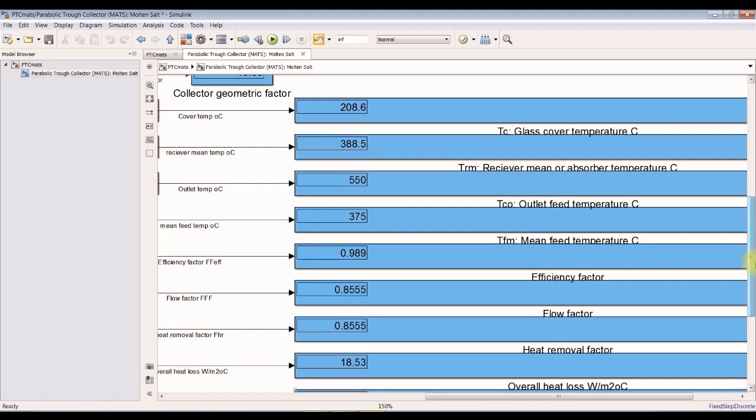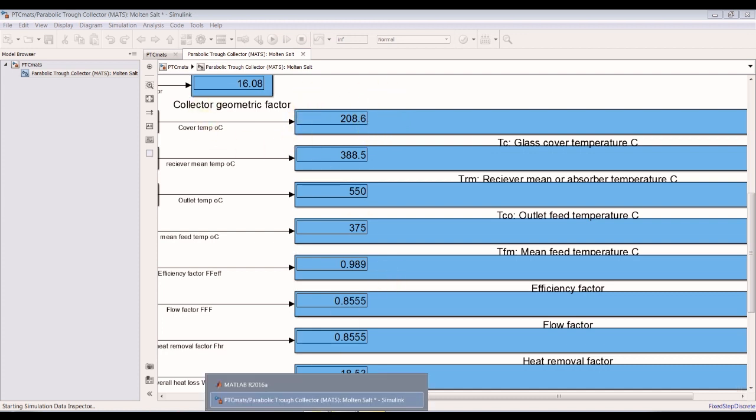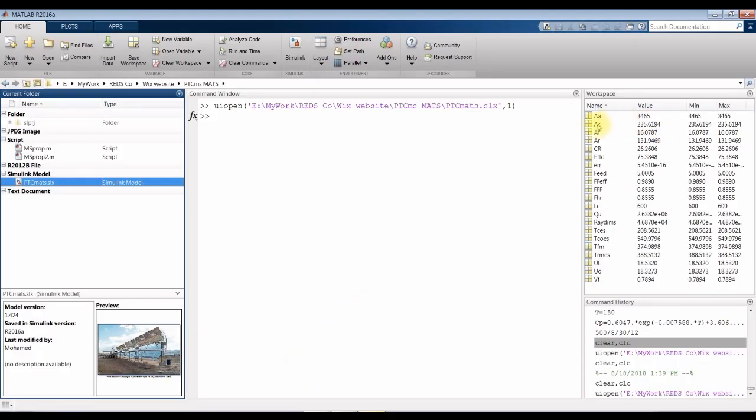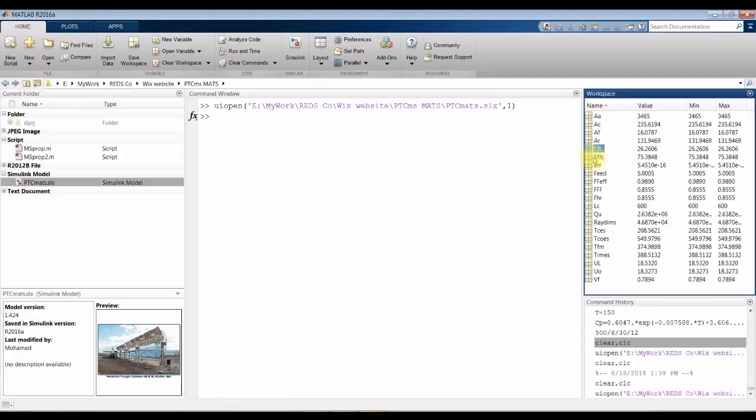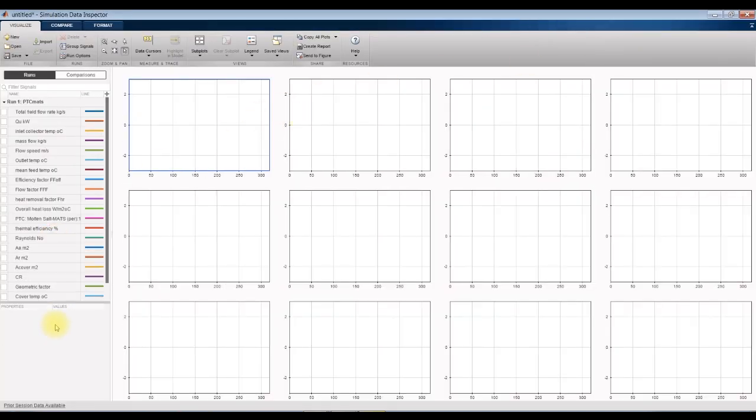This mean feed temperature, a receiver outlet feed temperature. Outlet feed temperature is 550 degrees Celsius. Quite good for concentrated solar power related to molten salt. Let's go and draw some figures. As you can see here, you can also go here and collect your output results, suppose it matrix or not. Okay, let's do some figures here.